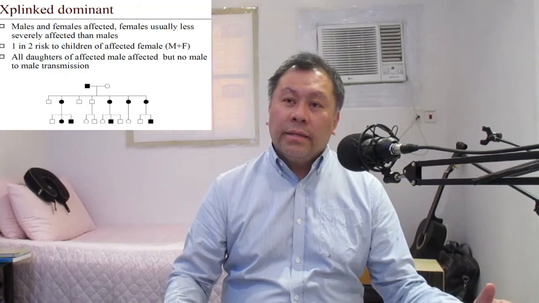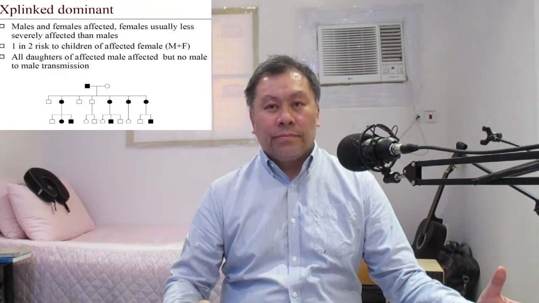Now, X-linked dominant is different from X-linked recessive. Here, both males and females are affected. Females are usually less severely affected than males. There is a 1 in 2 risk to children of an affected female. All daughters of an affected male are affected, but there is no male to male transmission.